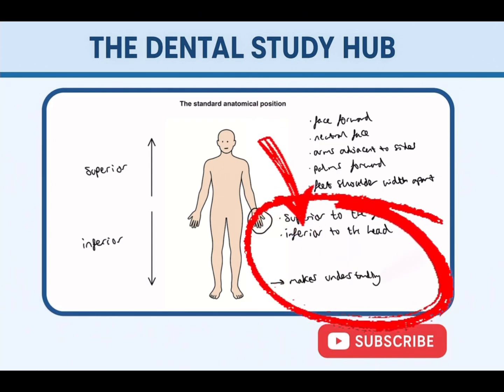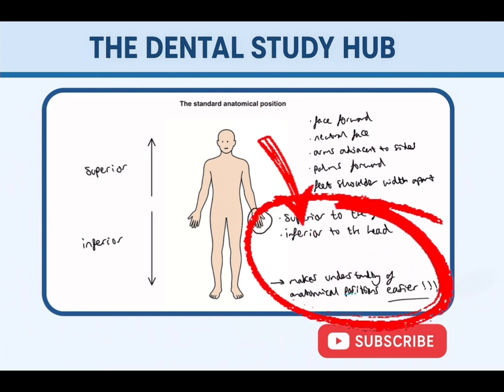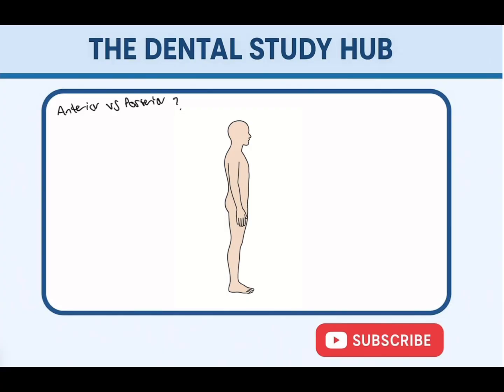Why we use it is to make it easier for us to say where the position of something is on the body. So a nice little example here is in our face, we have the nasal cavity, which we would say is superior to the larynx, which is this structure just below here. And the same way we can say the larynx is actually inferior to the nasal cavity.